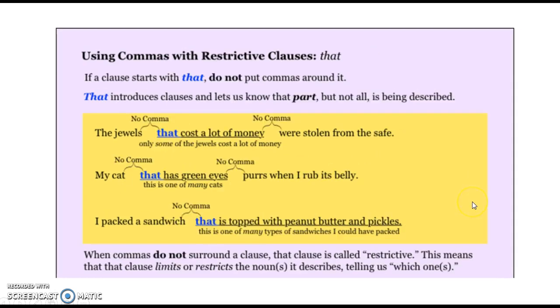However, if we have something called a restrictive clause, which starts with that, we don't have commas around it. And we call it restrictive because it's only describing part of the noun. So similar example, but I've just changed that or which. The jewels that cost a lot of money. So now I'm not talking about all of the jewels. I'm restricting it to only the jewels that cost a lot of money, and there we don't put a comma. So fill out your notes, and those are our comma rules.